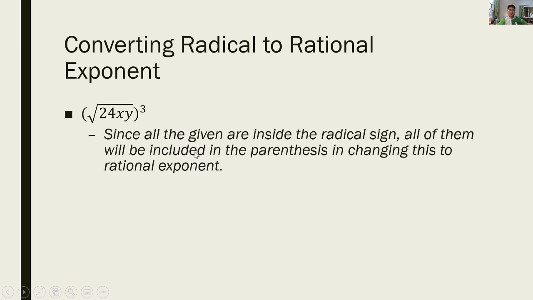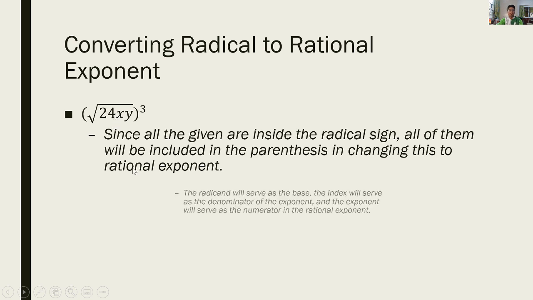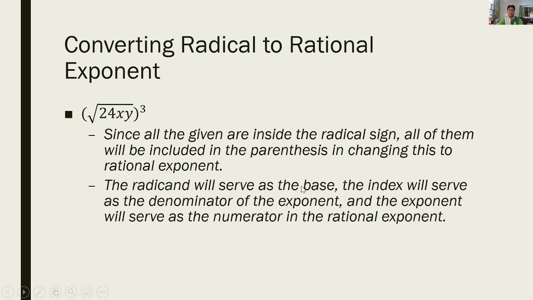Now, ano yung dapat nating mapansin? Since all the given are inside the radical sign, ito yung radical sign natin, guys. All of them will be included in the parentheses in changing this to rational exponent. Lahat yan, sabi ko sa inyo, yung nasa radicand will serve as the base. Okay? The radicand will serve as the base, the index will serve as the denominator of the exponent, and the exponent will serve as the numerator in the rational exponent.